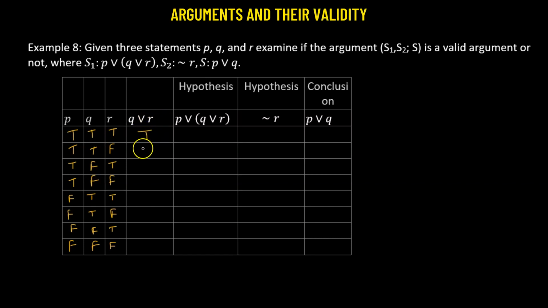So this will be true when at least one of them is true. So true, true, true, false, true, true. Both of them are false, so this will be false. One of them is true, one of them is true, one of them is true. Both of them are false, so this is false.